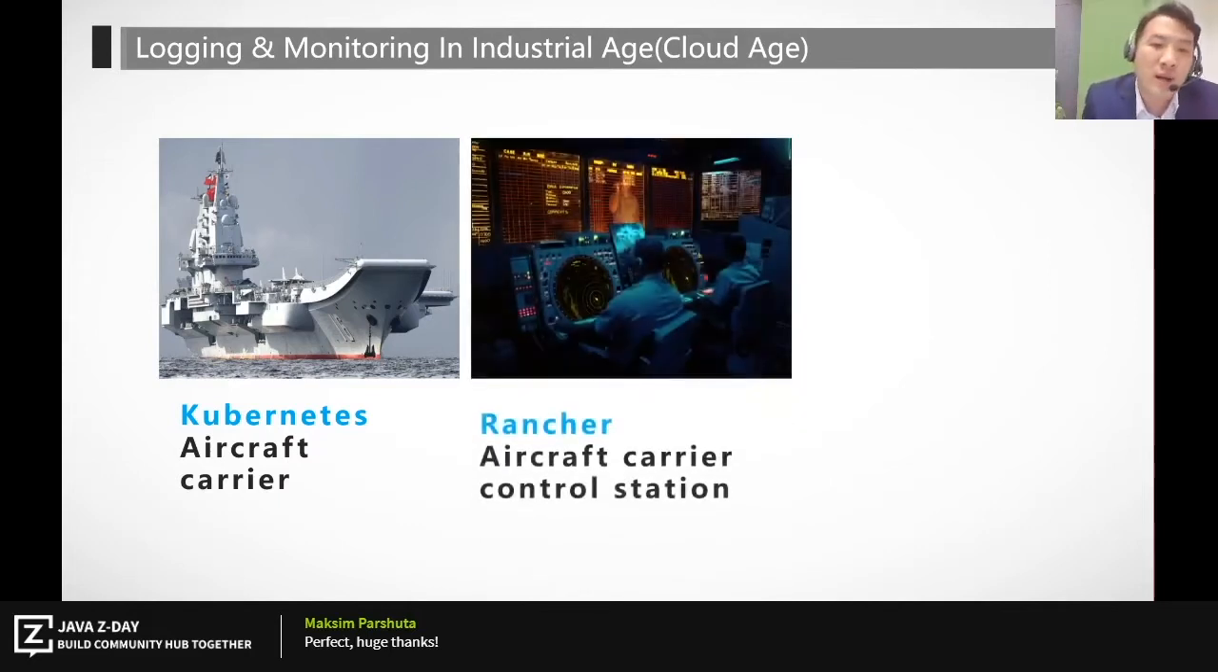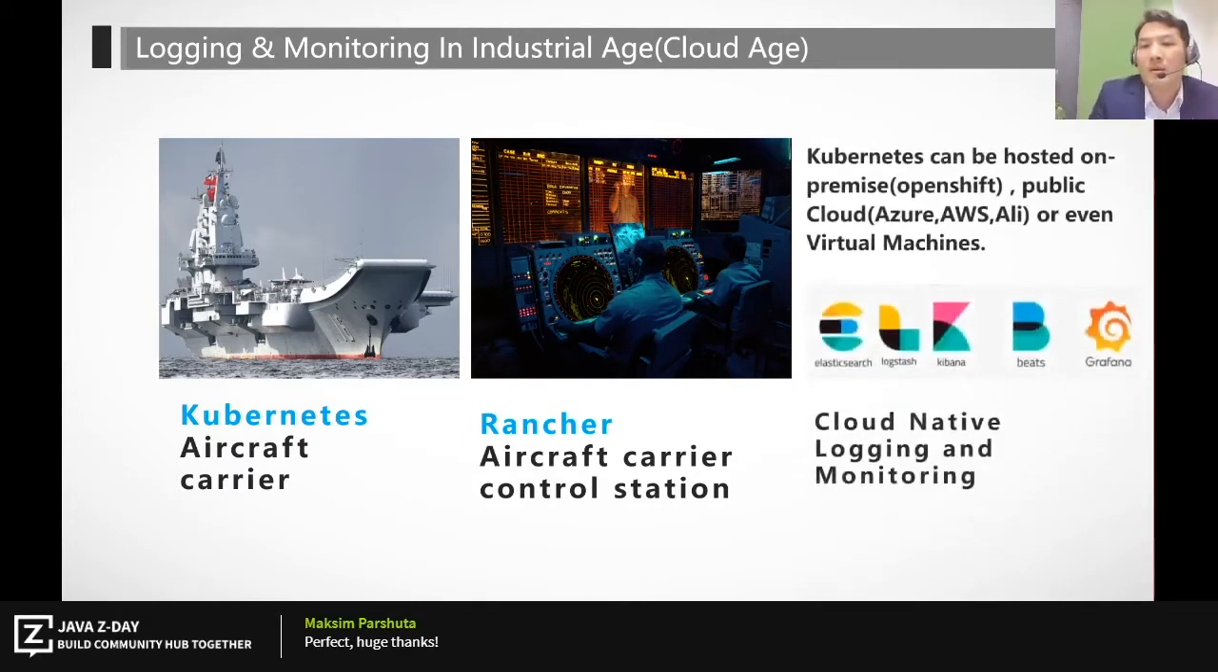The second tool I want to introduce is Rancher. I call it the aircraft carrier control station because it has a visualized dashboard. It helps DevOps a lot. We also have cloud-native logging and monitoring tools like Elasticsearch, Logstash, Kibana, Beats, Grafana, and so on. Later, I will introduce them one by one.